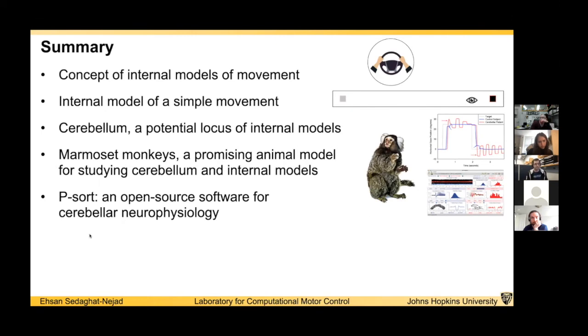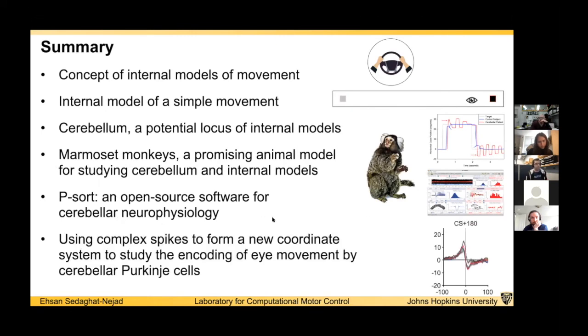We developed a software package to sort cerebellar neurophysiology. And lastly, the science-wise part of the talk is that using the complex spike framework, we are able to make sense of the cerebellar activity in the brain.